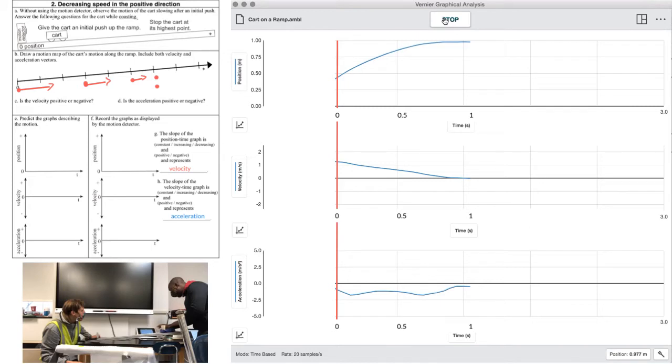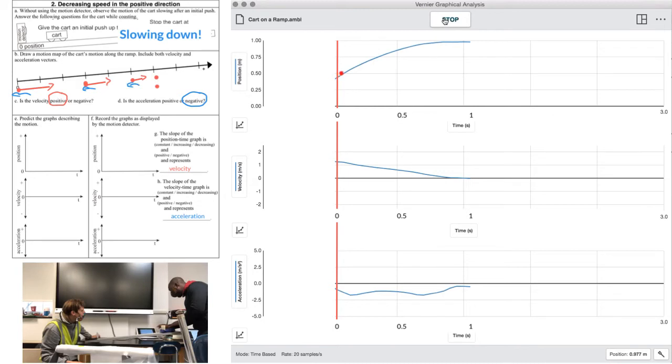Is the velocity positive or negative? Yes, it's still positive. Even though it's slowing down, it's still going in the positive direction. Is the acceleration positive or negative? Well, the acceleration is still down the ramp this way. So that means you have a negative acceleration, and that's why the cart is slowing down. And your acceleration vectors should be pointing in the opposite direction.